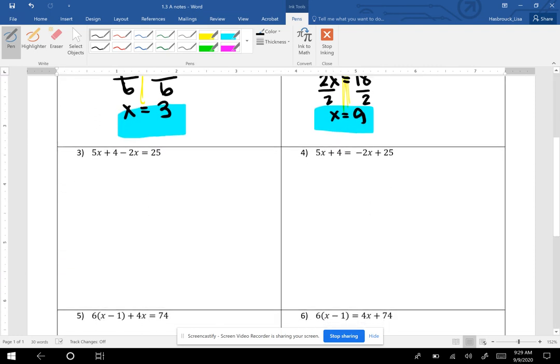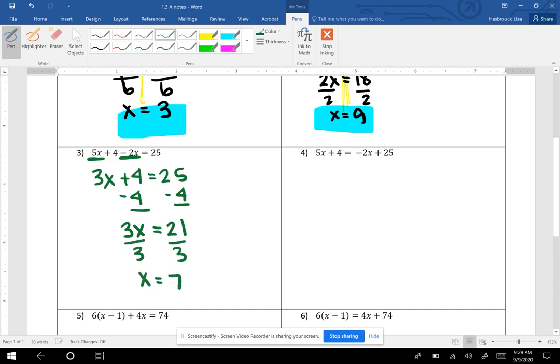For number 3, notice the x's are on the same side. 5x minus 2x. I pay attention to the symbol in front. That tells me what sign these are. This 5 has no symbol in front. It's a positive 5x. There's a minus here, minus 2x. 5x minus 2x is 3x. So notice how I don't use the opposites. If they're on the same side of the equal sign, we follow whatever sign is in front. Then I put my plus 4 equals 25. Now I'm going to subtract 4 from each side. I get 3x equals 21. And then I divide by 3 to get x equal to 7.